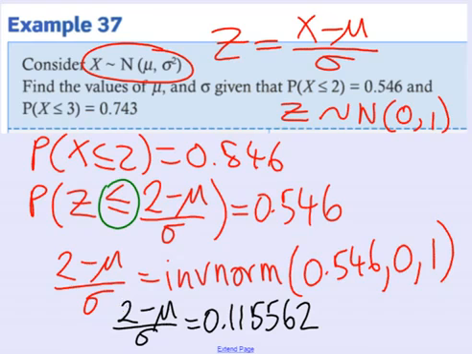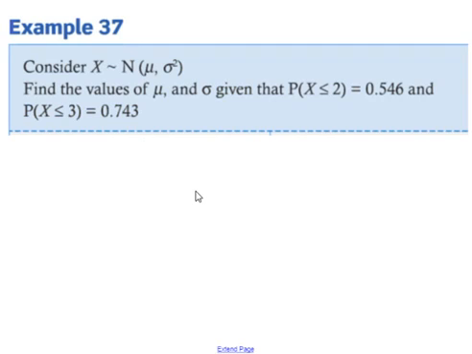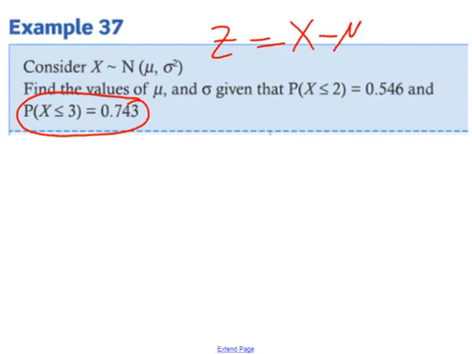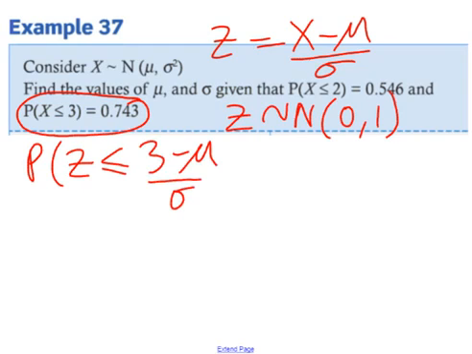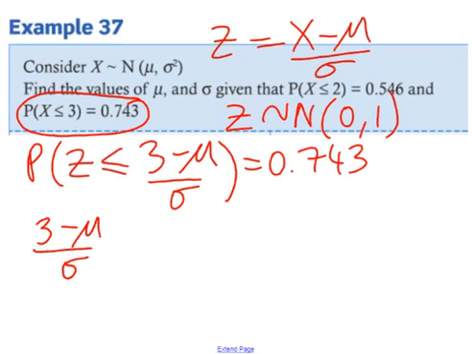And then we do the same with the other bit of information. We do the same thing. Z is distributed normally 0, 1. So we do the probability Z is less than or equal to (3 minus mu) over sigma is 0.743. Therefore, it's just the same procedure, inverse norm.